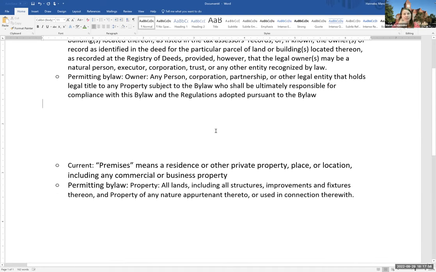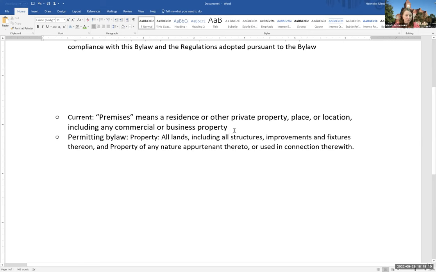Yes. And so then I looked at the rest of the definitions in the nuisance bylaw, and they had a definition of premises. And I said, I wonder what we did with premises in the permitting bylaw. Well, we don't define premises, we define property. And so that's what's down here.